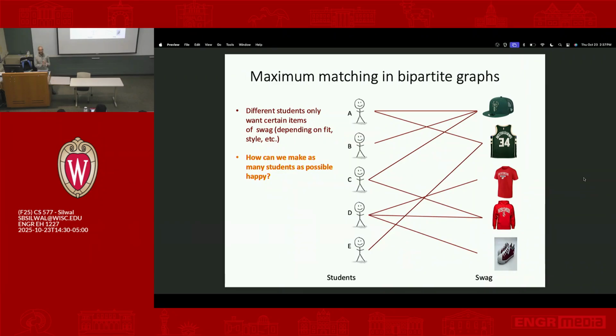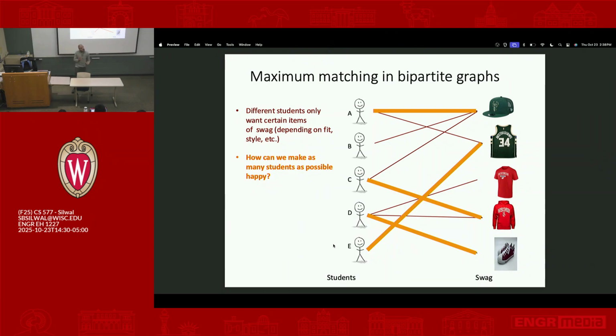But at least the problem makes sense. We want to match students to stuff so that as many students get stuff as possible. Questions? So for instance, maybe one person is left out, but four people are pretty happy. And I think this is the maximum matching.